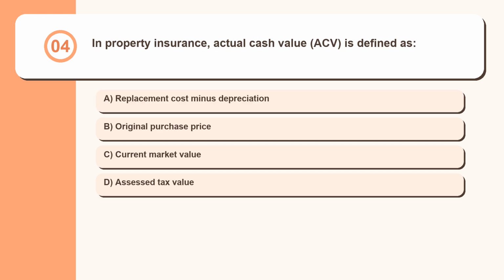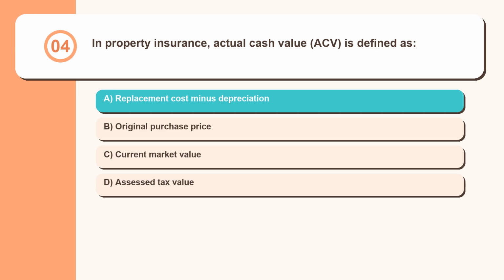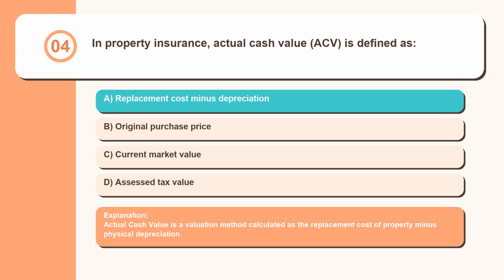Question 4. In property insurance, actual cash value, ACV, is defined as replacement cost minus depreciation, original purchase price, current market value, assessed tax value. Actual cash value is a valuation method calculated as the replacement cost of property minus physical depreciation.